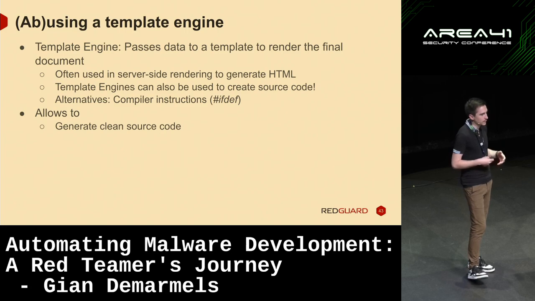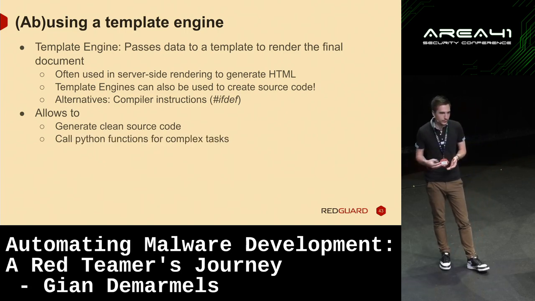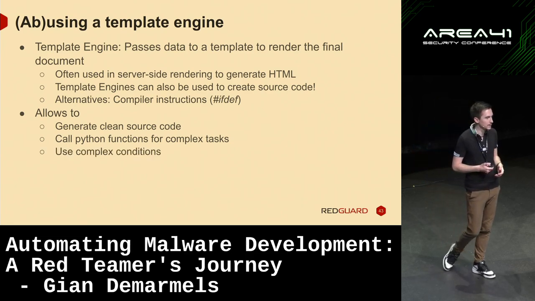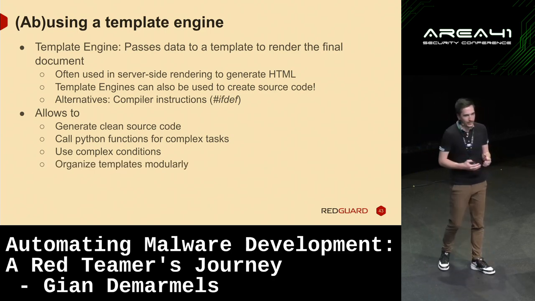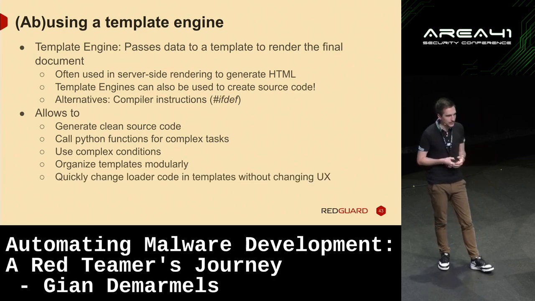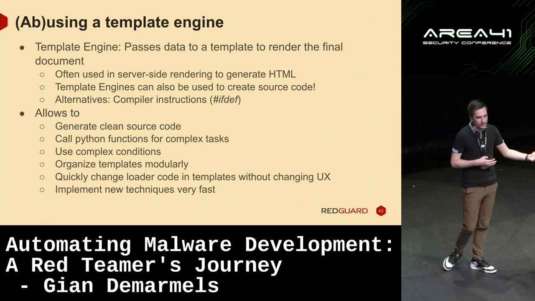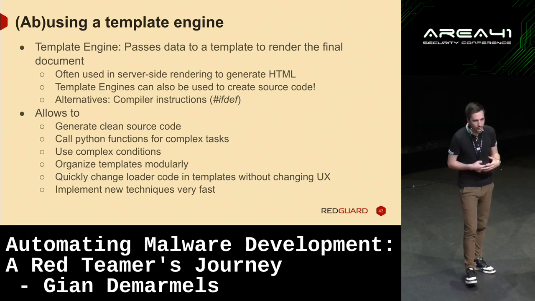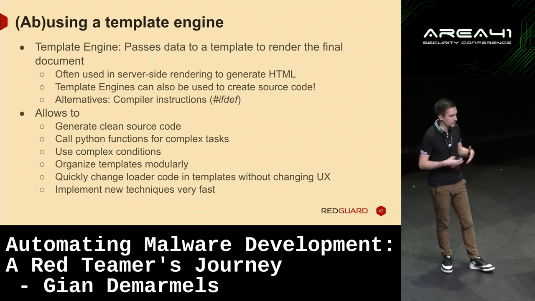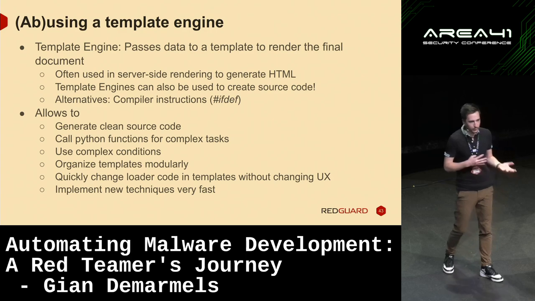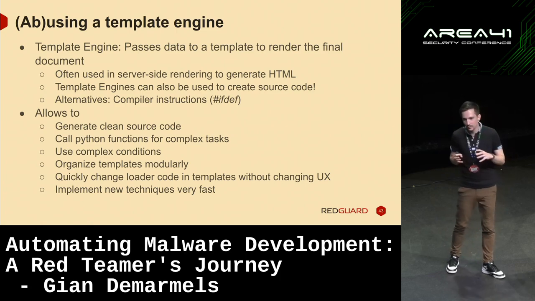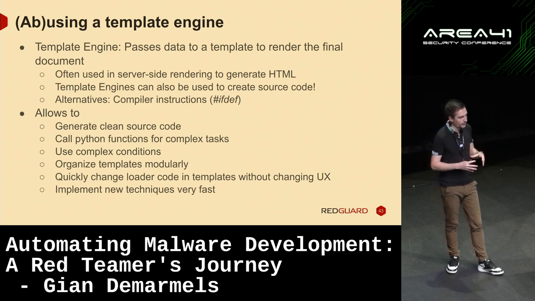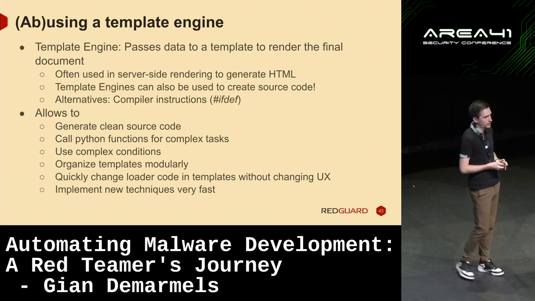For me, it allowed to create cleaner source code. I can also call Python functions for more complex tasks inside the templates. I can have more complex conditions. It allows me to organize the templates very modularly and can quickly change loader code in implant templates without changing the UX. It also allows to implement new techniques very fast. A colleague, for example, sent me the new jigsaw technique, which is a relatively simple technique, and it was implemented in about 30 minutes, and it works with every option that is already present in the framework. So it really pays out if you have a good setup with your templates here.